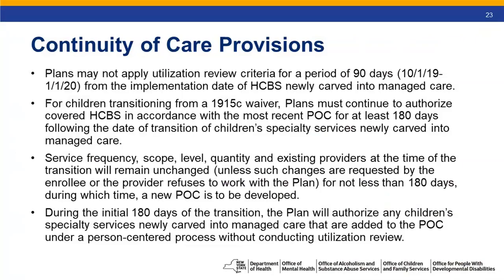So I think the next few slides pretty much just walk through what I've just talked about off the grid. You can see it's just repeating what I just said. No UR criteria for every new benefit coming in for the first 90 days, particularly for HCBS. Continuing to authorize services in accordance with the plan of care for the first 180 days. This third bullet is really speaking specifically about the frequency, scope, level, and quantity and existing providers that are indicated in that plan of care.